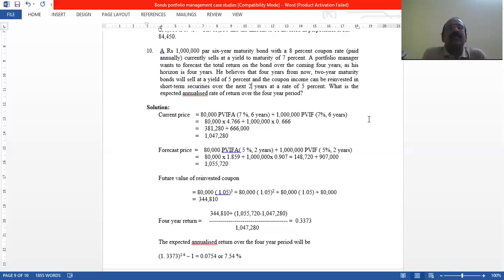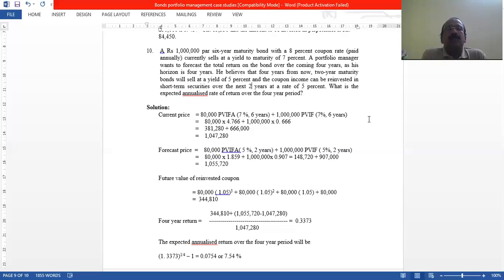We need to forecast the other bond where he wants to invest. There is 80,000 for 2 years. The yield is 5%. And then after 2 years, you will get back the 10 lakhs. So 5%, 2 years, present value index factor annuity is 1.859. And the present value index factor is 0.907. The answer is 10,55,720, which is higher than the maturity value. The price is higher because the yield is low. Yield is only 5%. Okay.